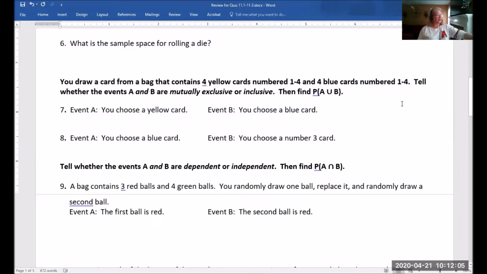Okay, so let's just talk about this one for right now, because then we're going to talk about dependent and independent. We're going to look at 7 and 8 first. So it says you chose a yellow card and you chose a blue card. Why do I know this is an or statement? Y'all see this right here? That symbol right there means or. Do y'all see that? I just made it red. That means or. So this is an or statement, so I know we're talking about mutually exclusive or inclusive. It says you chose a yellow card or you chose a blue card, okay?